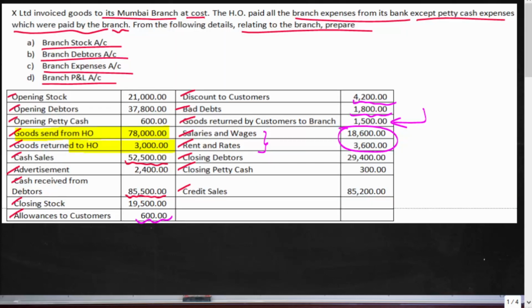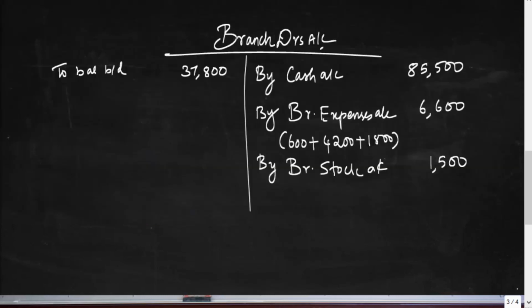Coming back to the question, we have closing debtors 29,400. So let's go to debtors. We'll write by balance carried down. It is 29,400. Fine.